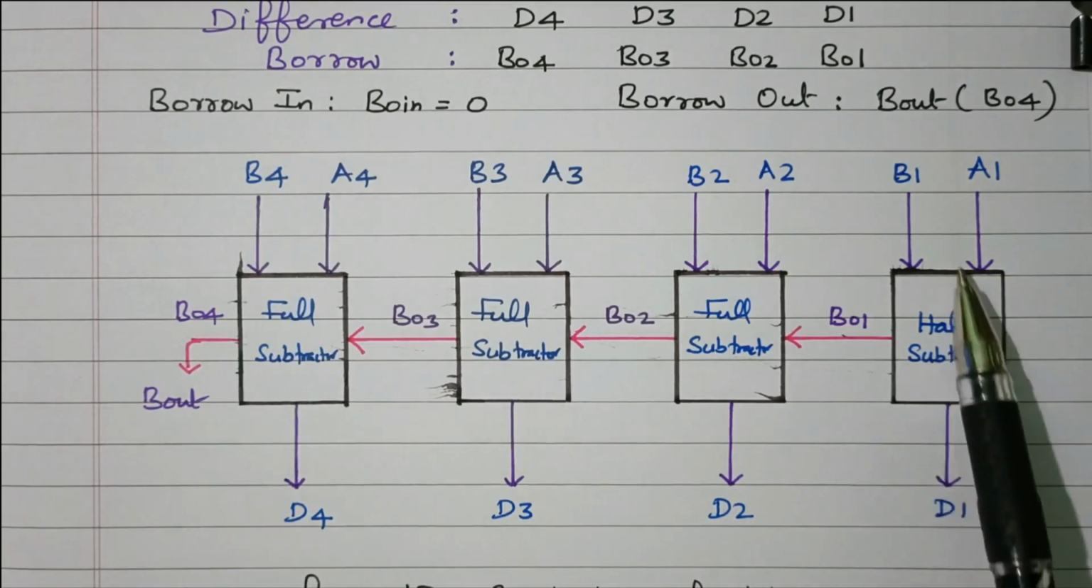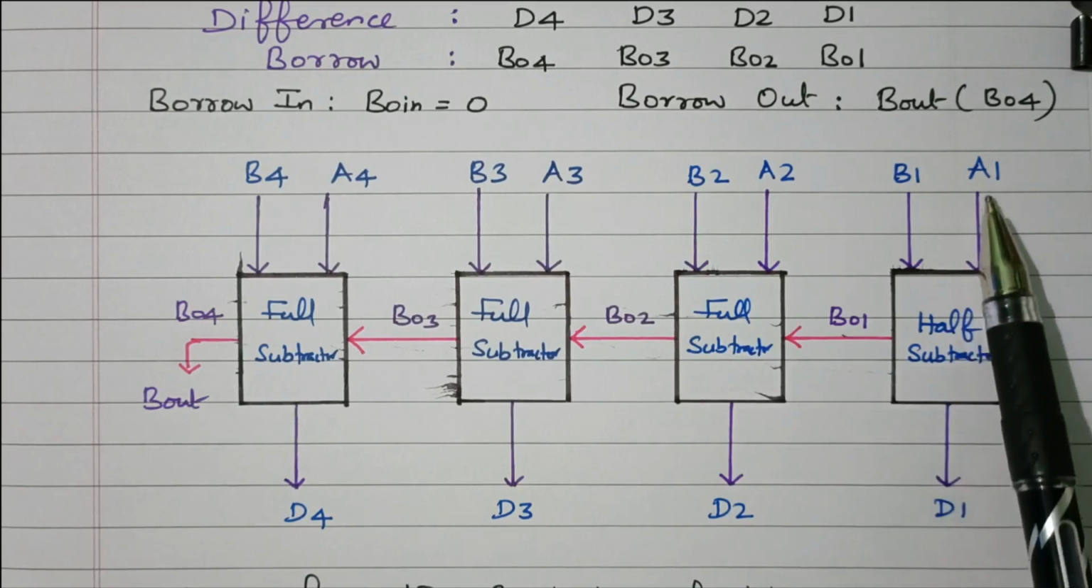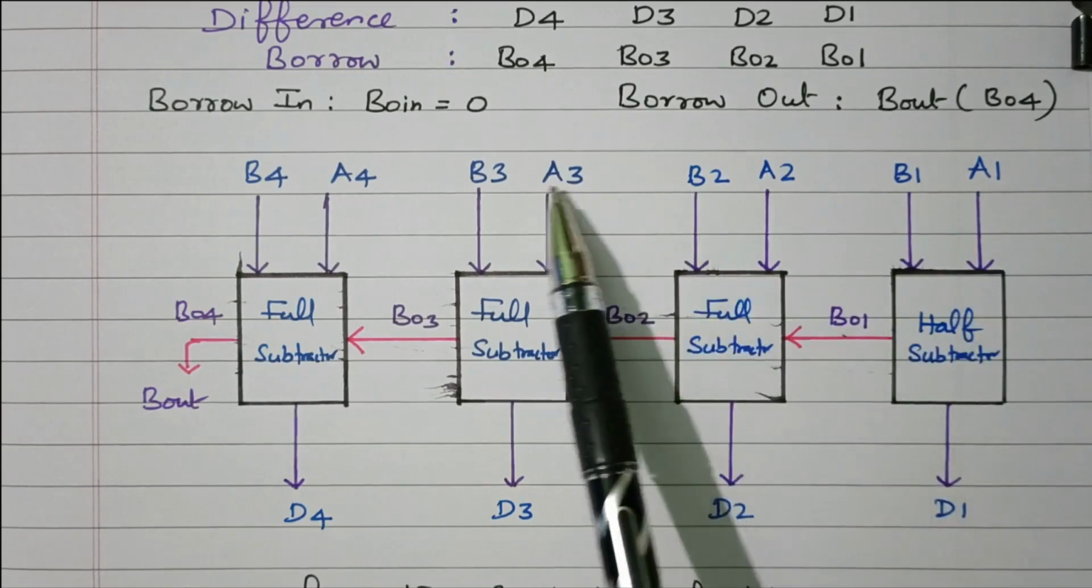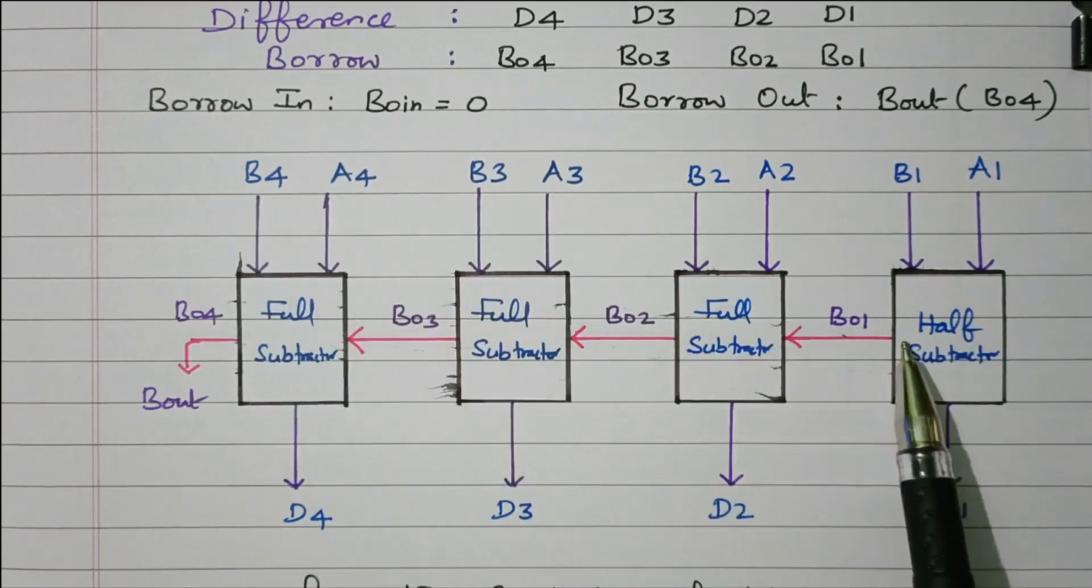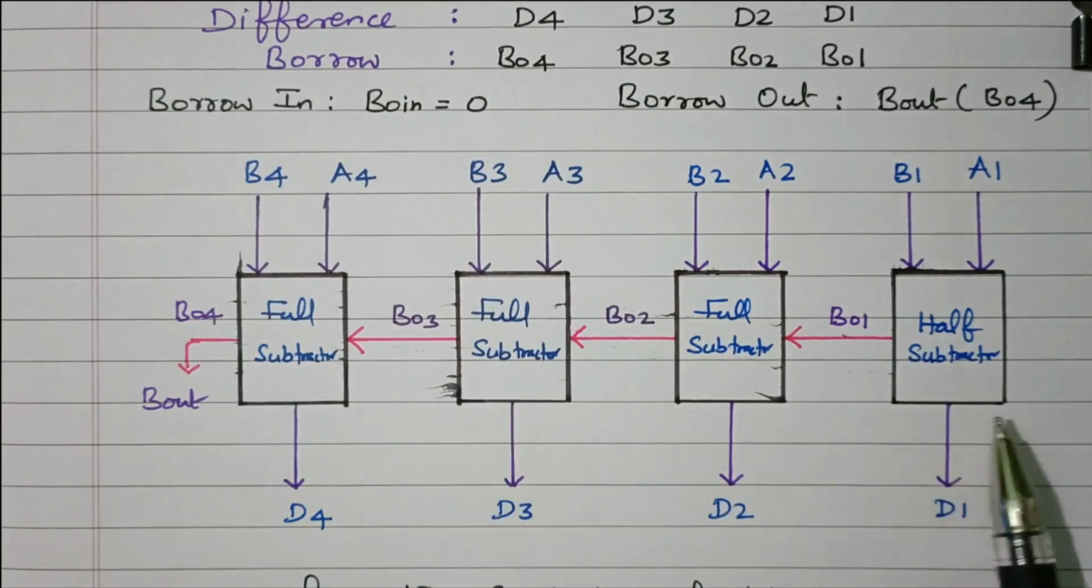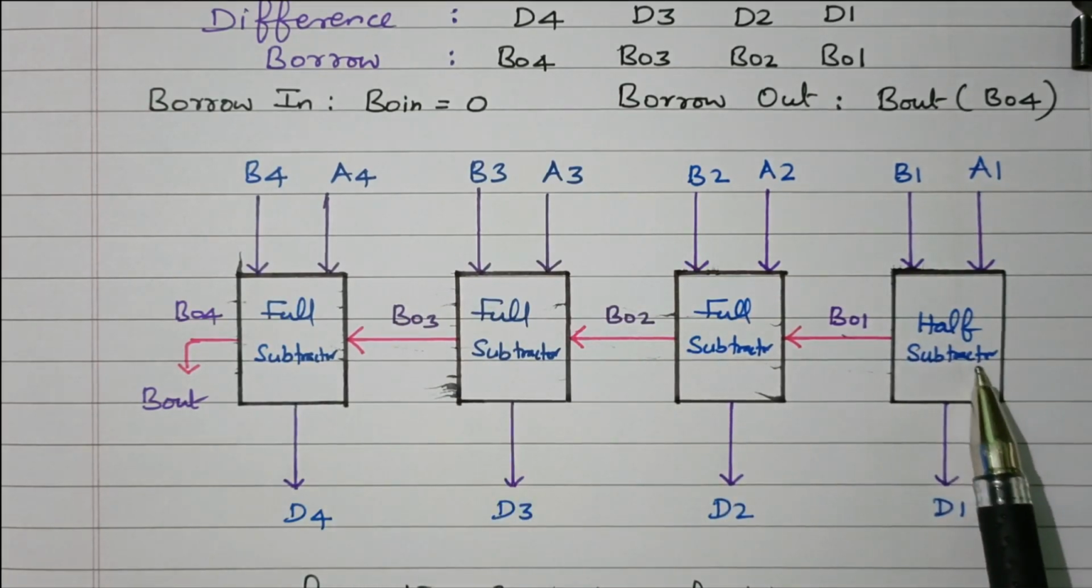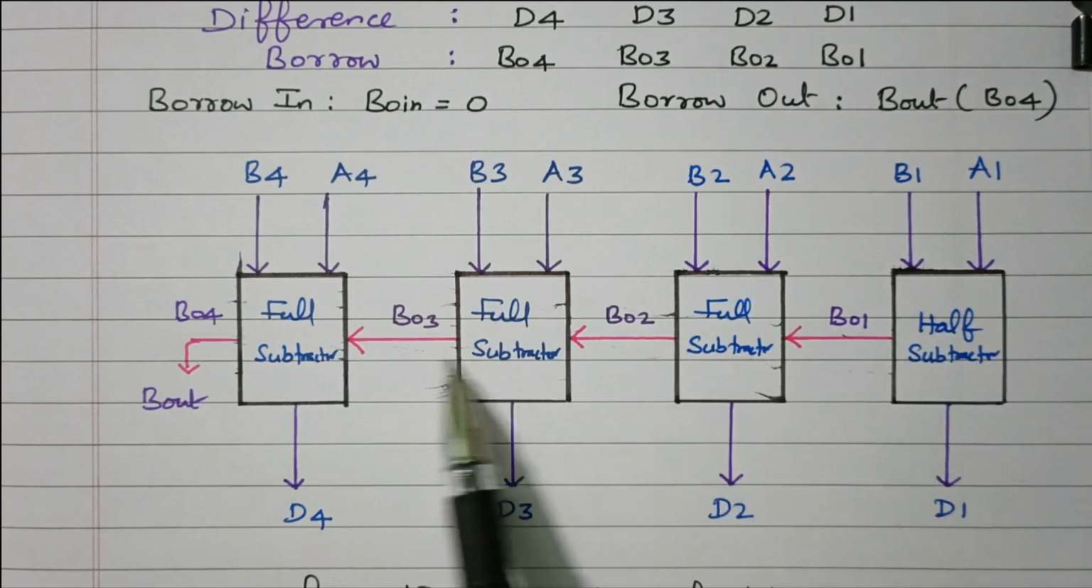So here we are doing the subtraction in parallel: A1, B1, A2, B2, A3, B3, A4, B4 along with the borrow. In the first stage there are only 2 digits, so we are using 1 half subtractor. For the remaining 3 stages we are using full subtractors.